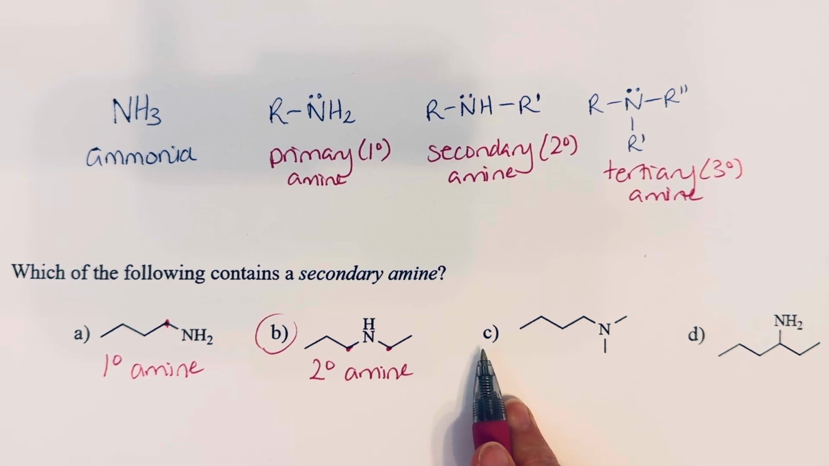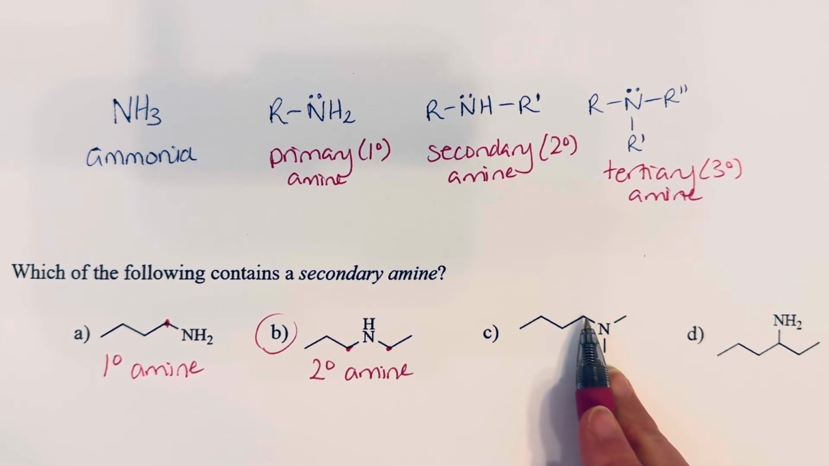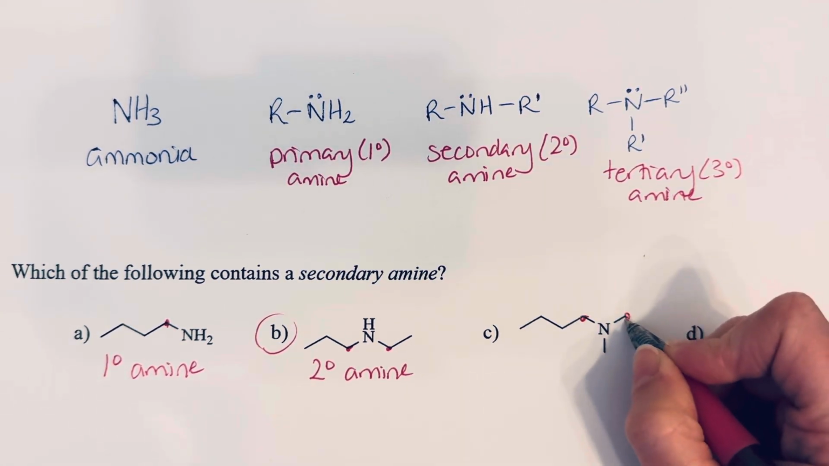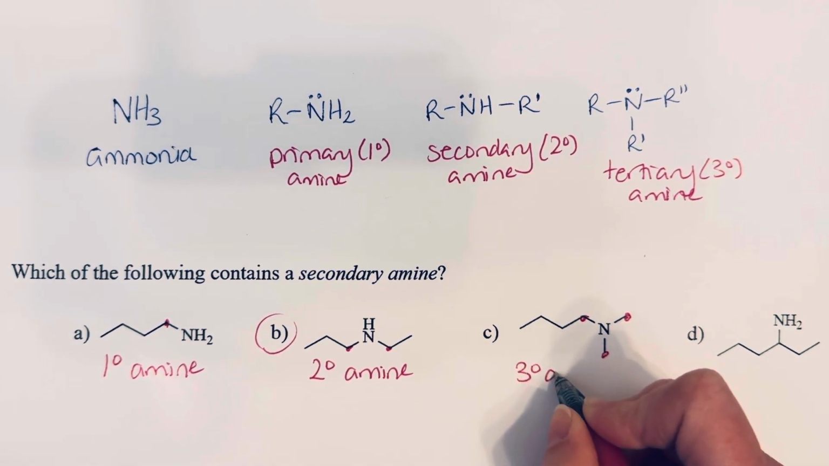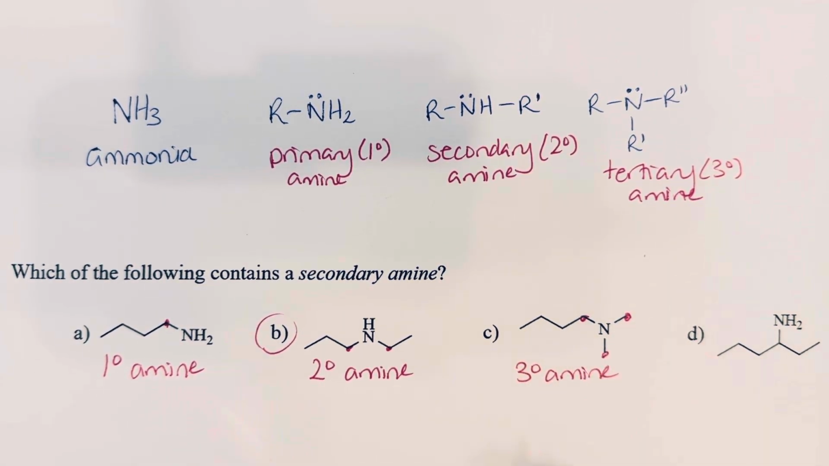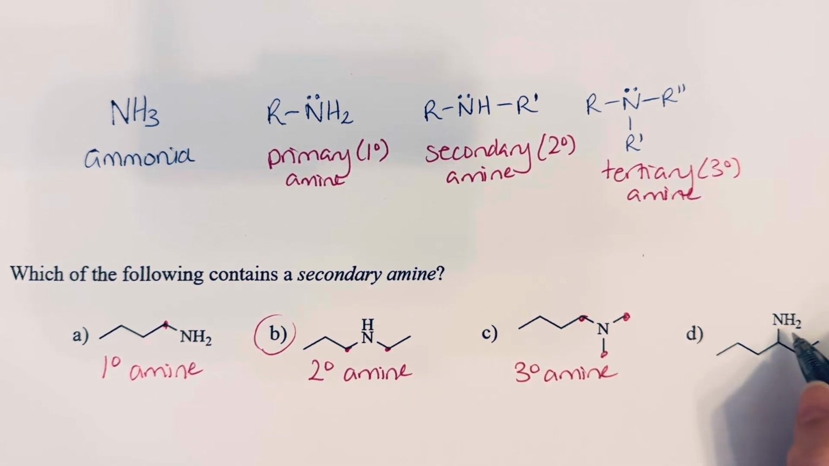If we look at option C, we can see that that nitrogen has 1, 2, 3 bonds to carbon, so that is a tertiary amine. And if we look finally at option D, we can see from our nitrogen we have just one bond to carbon, and so that is a primary amine.